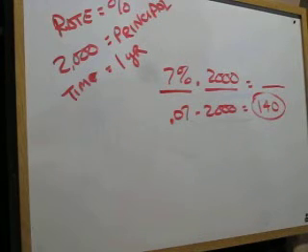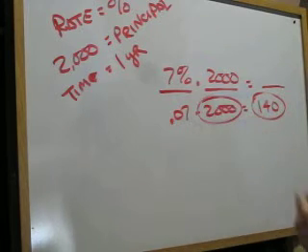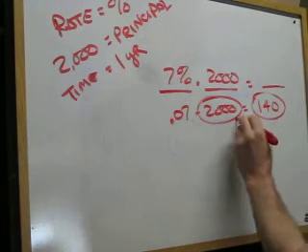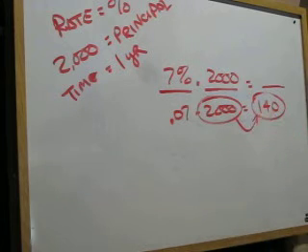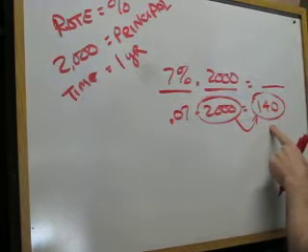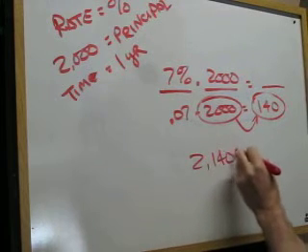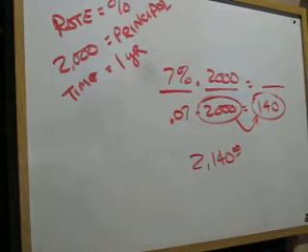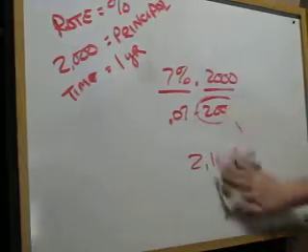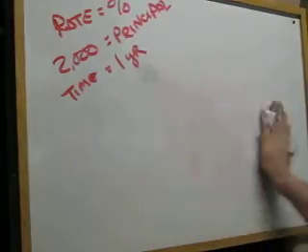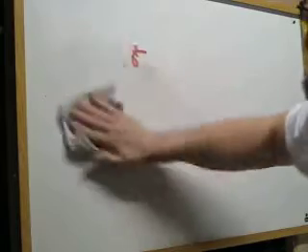The question is, how much money will be in the account? Well, the money that we put in was $2,000. The money that we earned was $140. So we have $2,000 plus the $140 in interest, which gives us $2,140 that we have in that account at the end of a year. Which brings us to example number 2.